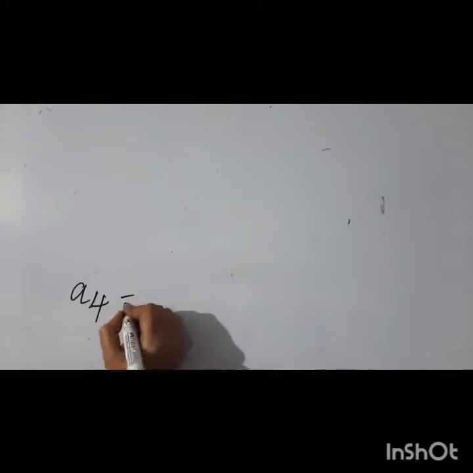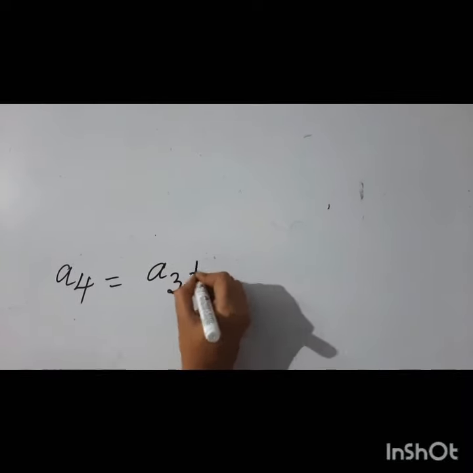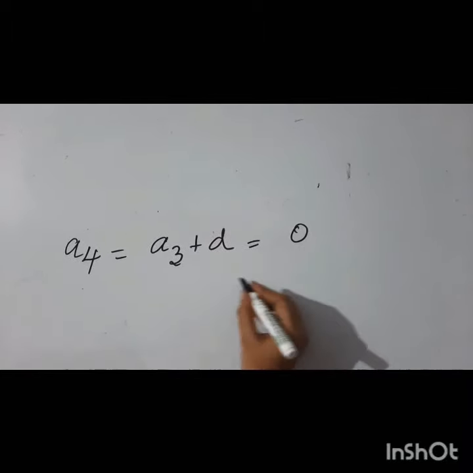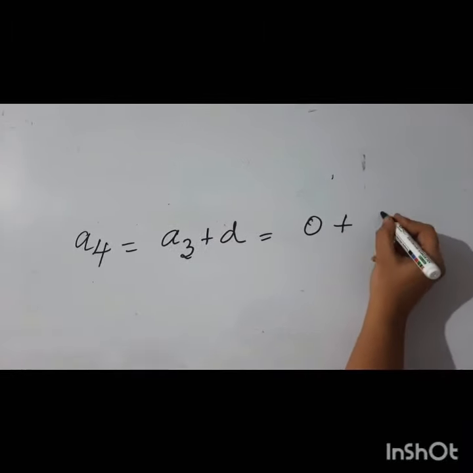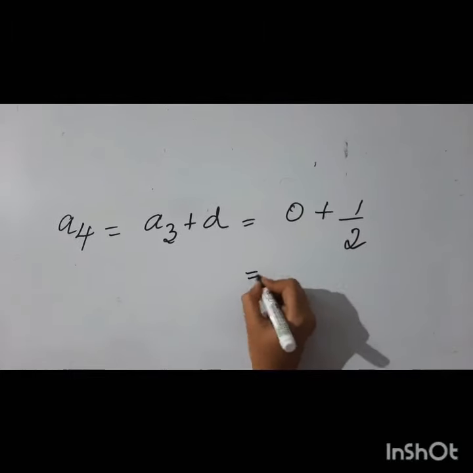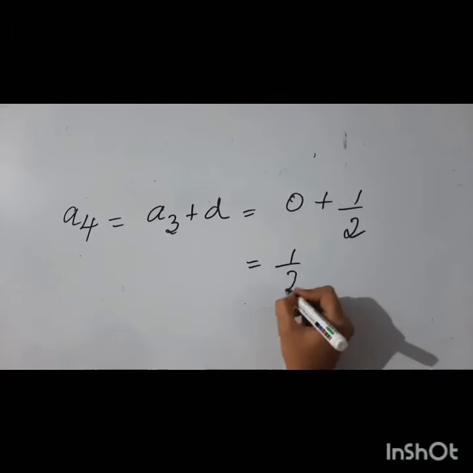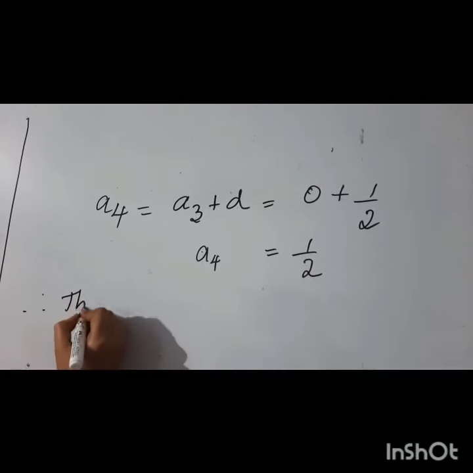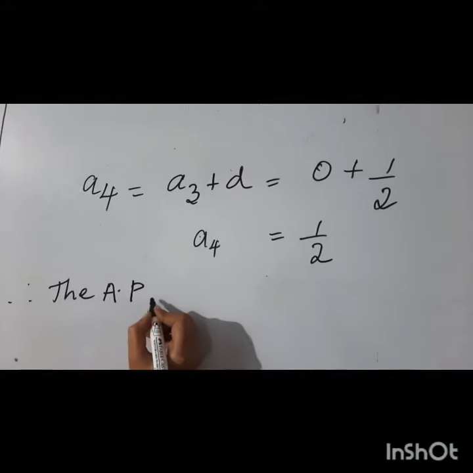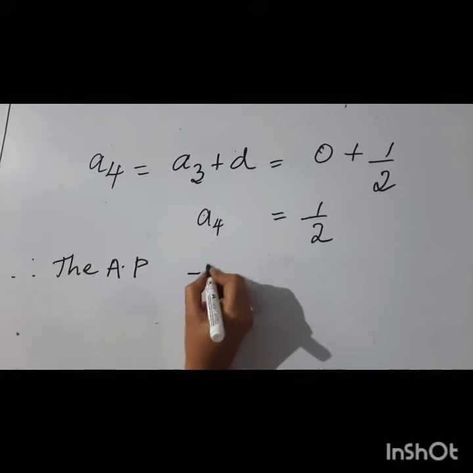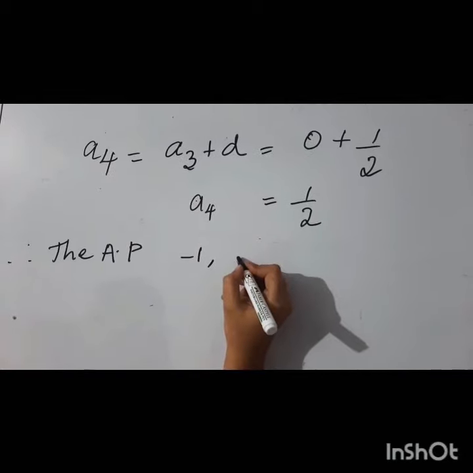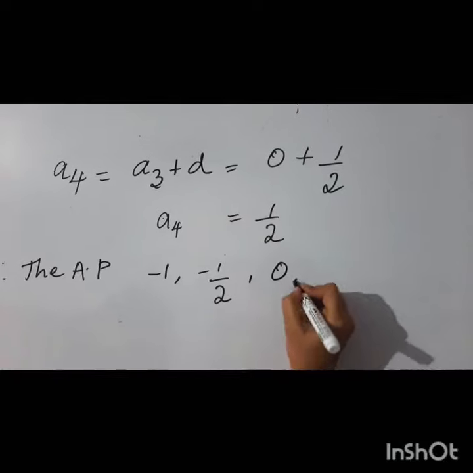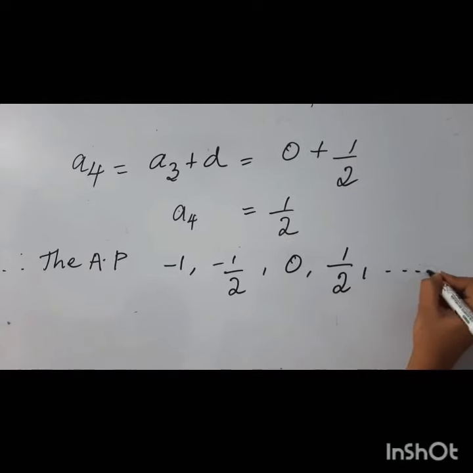The fourth term, A4. How we will get the fourth term? By adding the common difference to your third term. What is the third term you got? 0. And what is your common difference here? That is nothing other than 1 by 2. 0 plus 1 by 2 is 1 by 2. What is your fourth term here? 1 by 2. Therefore, what is the AP you got in the fourth subdivision? Your first term -1, your second term -1 by 2, your third term 0, and your fourth term 1 by 2.